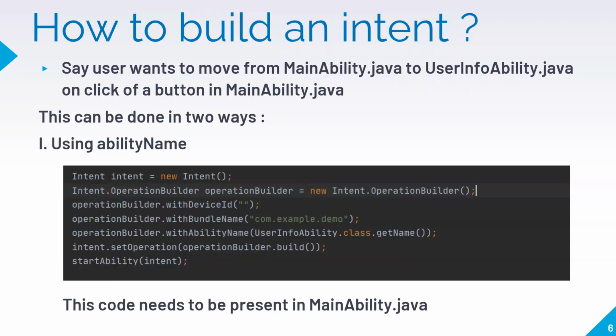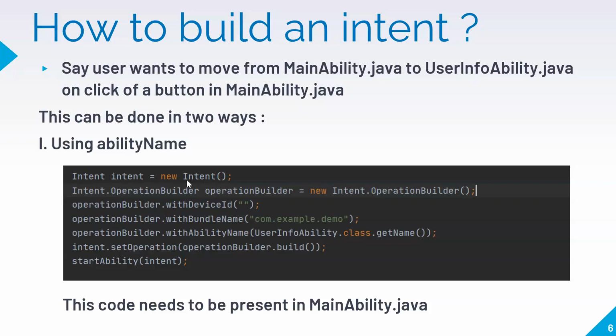Okay. How do we build an intent? Say a user wants to move from one ability to another. Main ability is your calling ability, and user info ability, consider it as your target ability. So on click of a button in main ability, you want to transfer the control from main ability to user info ability. How can you do it? As we have seen previously, you can do it in two ways: implicitly and explicitly. When you say explicitly, it is using ability name, and when you say implicitly, that is using ability action. So with ability name, let's see how we can do it.